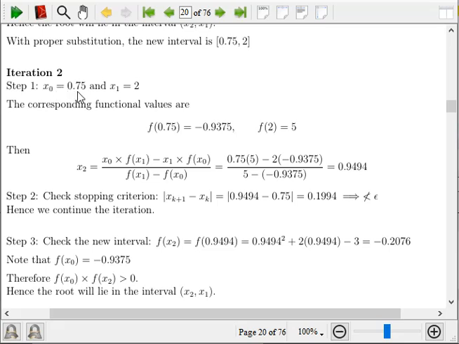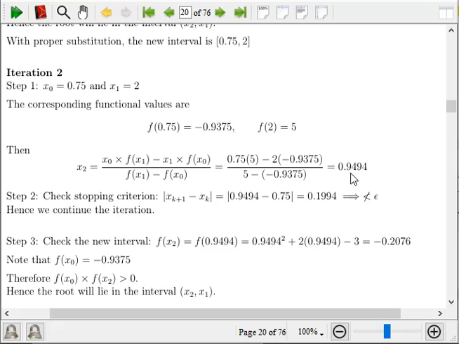x0 is now that. In the previous case, x0 was 0, but now x0 is that, and x1 is that. We compute their functional values again, that is, putting this and that in the formula of the given problem. We have this for x0 and this for x1. Then we plug them into this formula, as you can see, simplify, and we have x2 as 0.9.